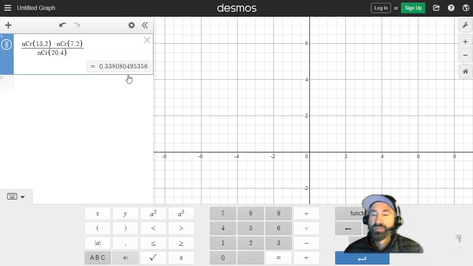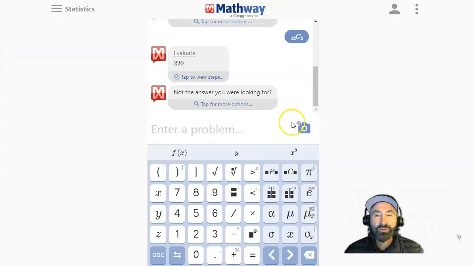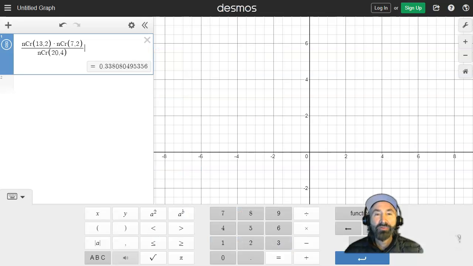That's fine too. Anyways, now you know how to use Desmos to do complicated combinations and permutation calculations. And you can use Mathway in a similar way. They've got permutations, they've got combinations, they've got a fraction button, but I'll let you figure that one out on your own.